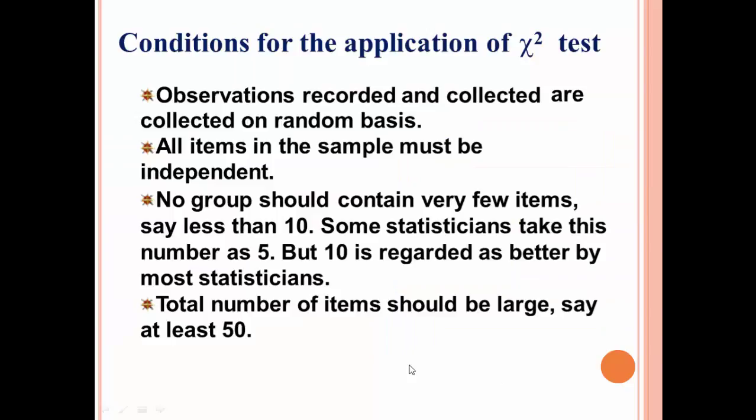Conditions for the application of chi-square test. Observations recorded and collected are on a random basis. All items in the sample must be independent. No group should contain very few items, say less than 10. Some statisticians take this number as 5, but 10 is regarded as better by most statisticians. Total number of items should be large, say at least 50.